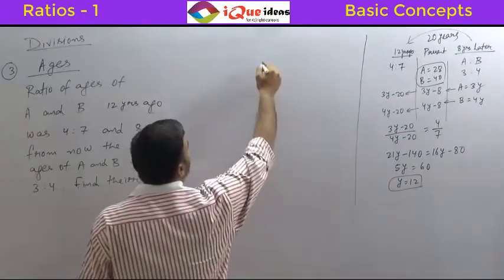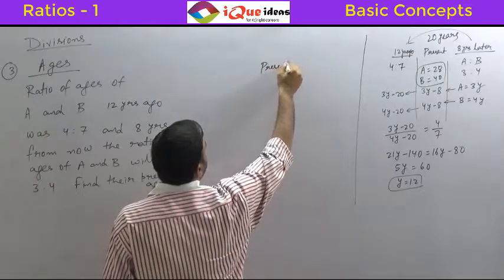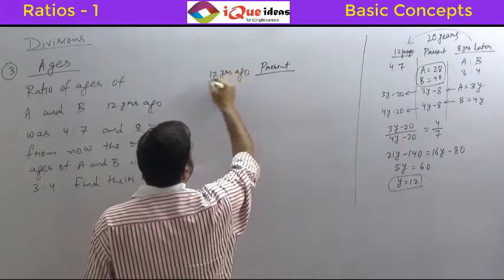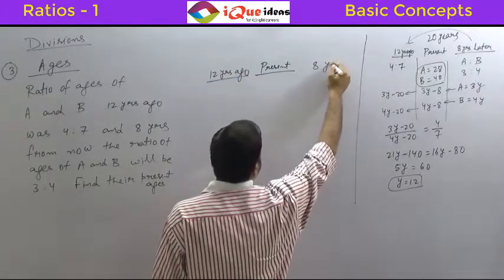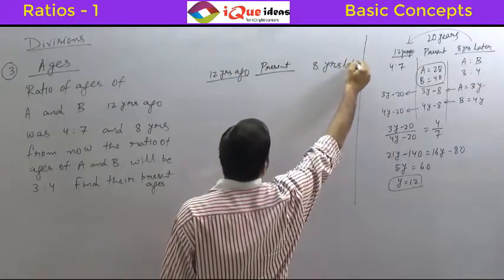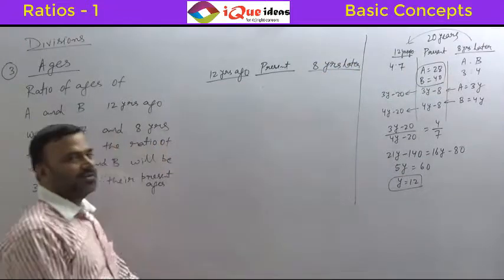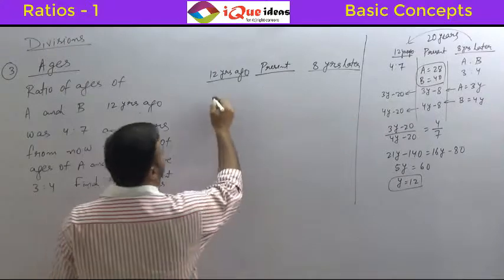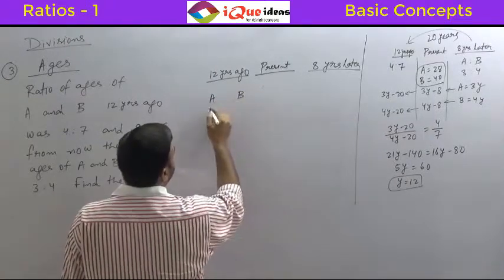Again, I'll start like this. Present, 12 years ago. In the exam, you will not use multiple methods. In the exam, you have to use only one method, right? Whichever comes to your mind first. Okay. Now, 12 years ago, the ratio was given as, look at this very carefully, 4 and 7.